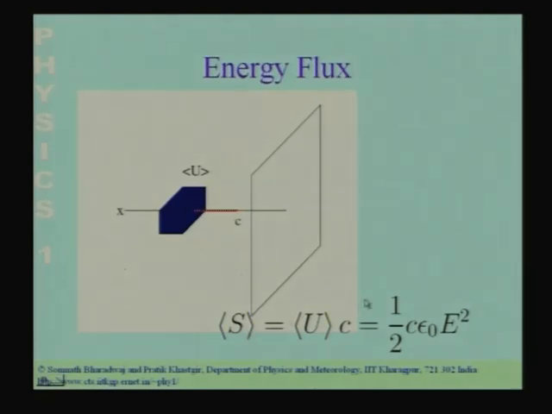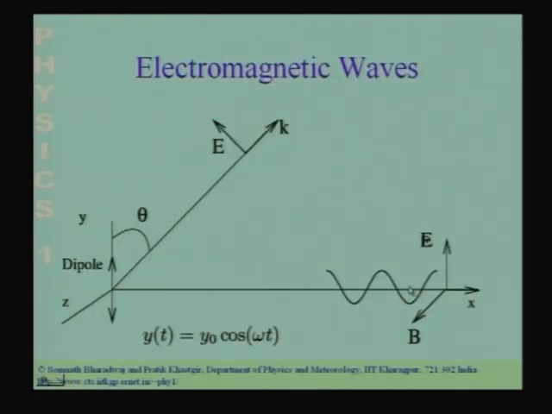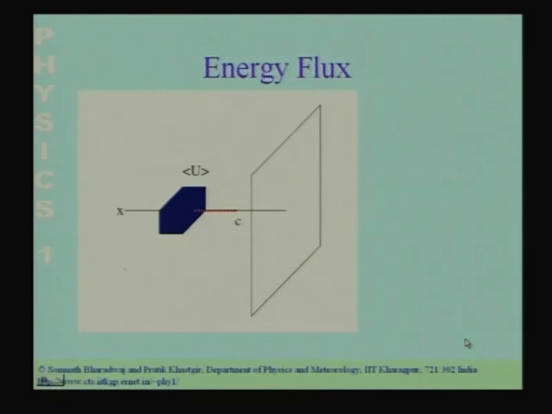If I put a surface normal to the direction in which the wave is propagating, the energy density, energy per unit volume, times c, is the amount of energy that will cross unit area of this surface in unit time. We had calculated this, and it comes out to be half epsilon naught c E squared, where E is the electric field at this point. Let me remind you, the energy flux is a vector along the direction of the wave. If I put a surface of unit area normal to it, then the energy that will cross that surface in unit time is half c epsilon naught E squared.